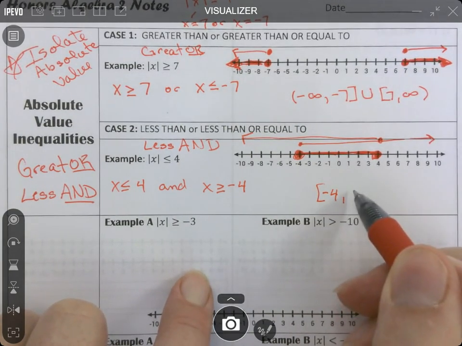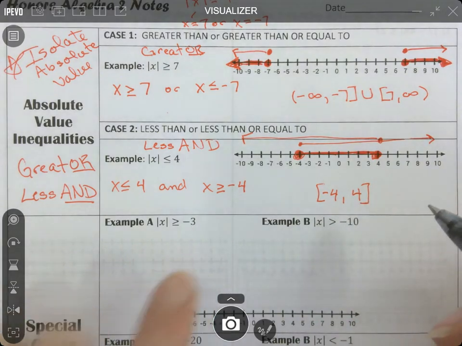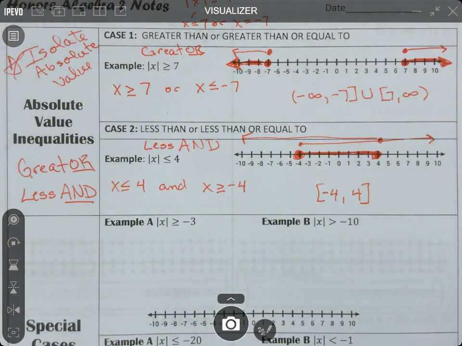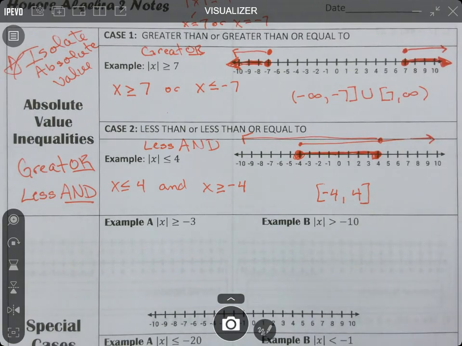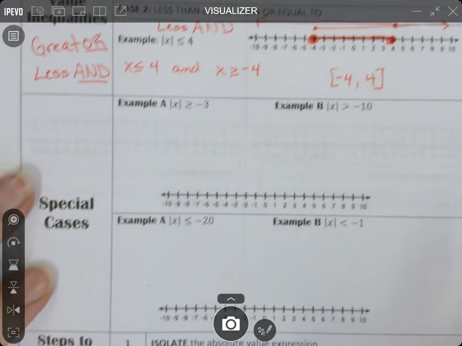-4. What's the high? 4. No infinity symbols, no variables, no inequalities in interval notation. Okay, now we haven't done any solving. We're just talking about what happens. So here are the special cases.